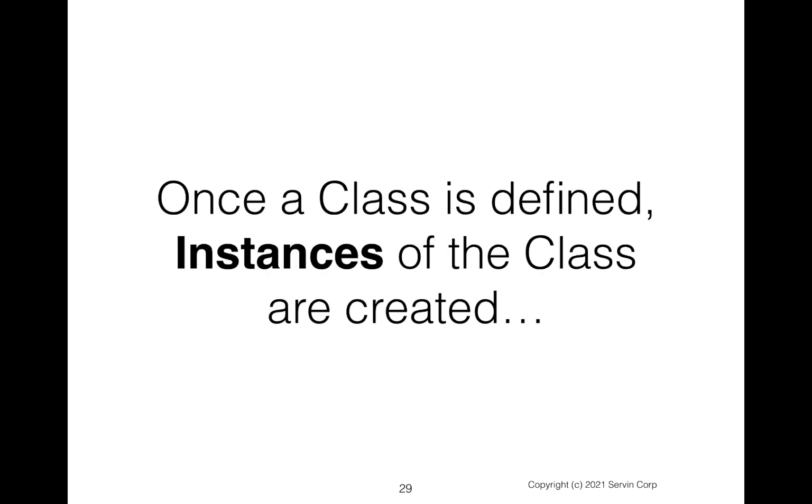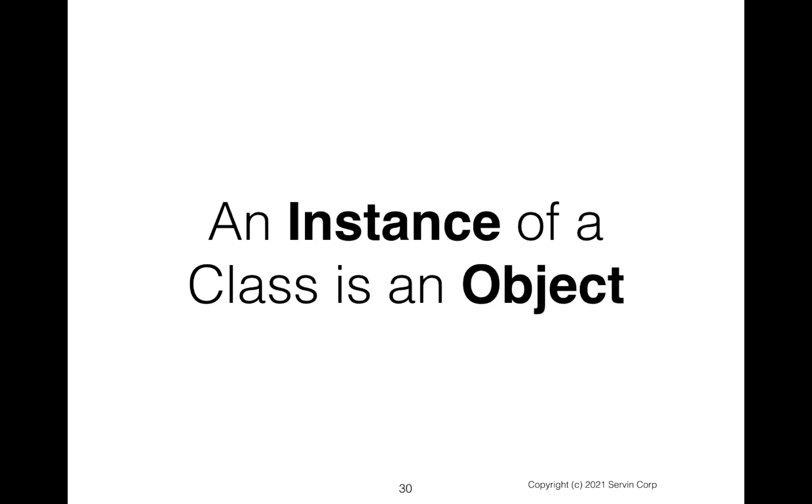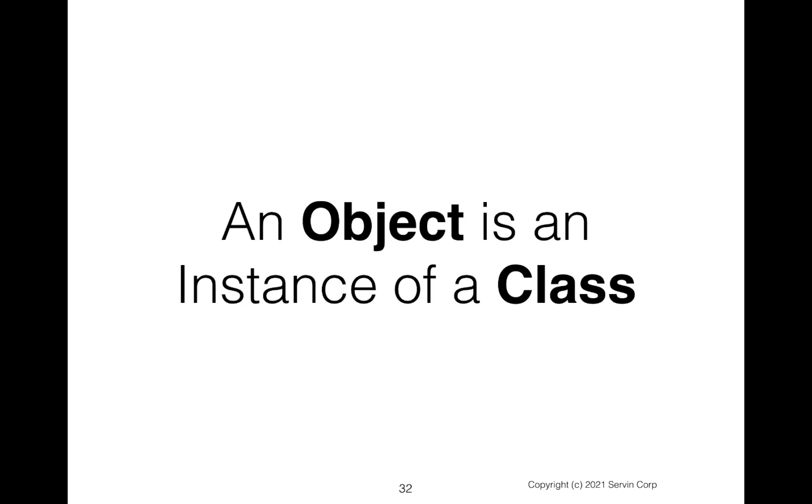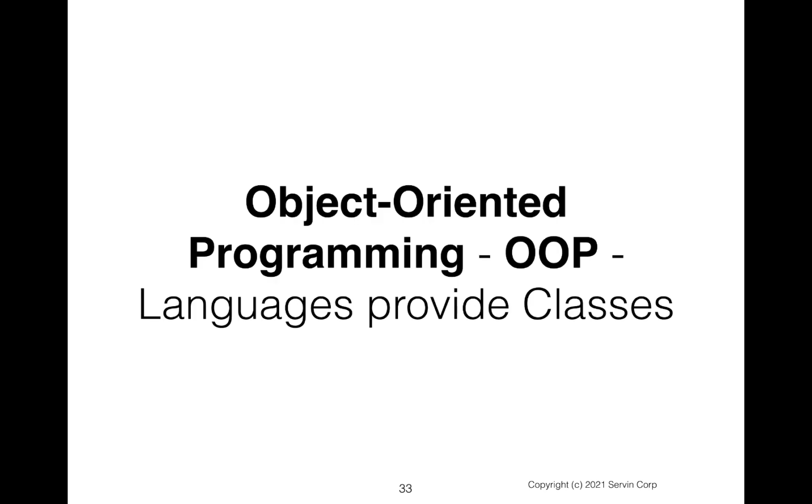So once a class is defined, instances of the class are created. An instance of a class is an object. Stated differently, an object is an instance of a class. So object-oriented programming, often called OOP or OOP, it provides classes.